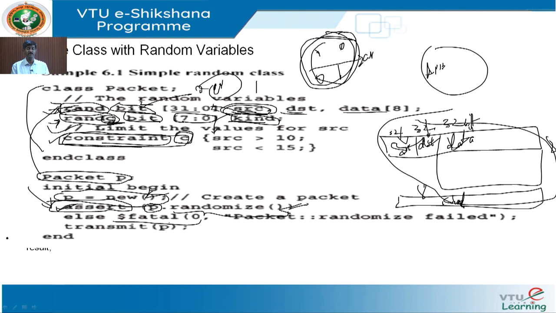So I am just displaying a fatal error, which says packet randomize failed. The randomized value is 0 in that case. If it is 1, then the randomization is true. So I am checking only for 0, which shows as an error, and that is the randomization failed. If it is 1, then randomization is true. If there is no failure, then I will transmit that packet. The whole packet will be transmitted with those values.